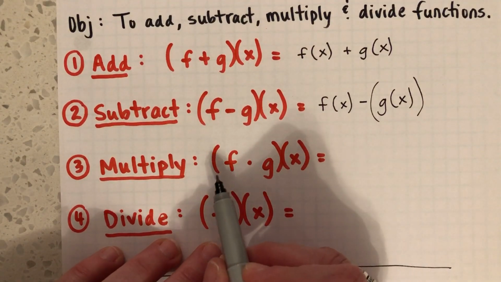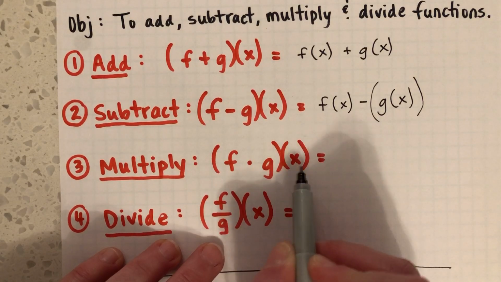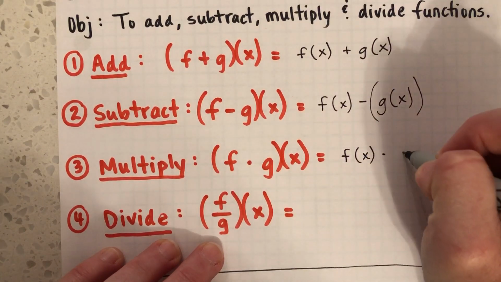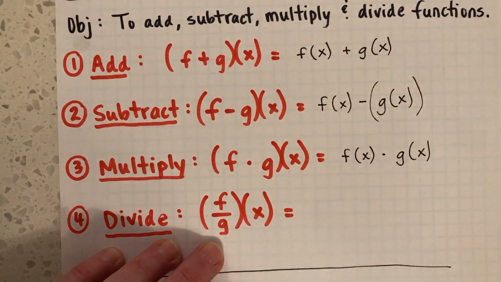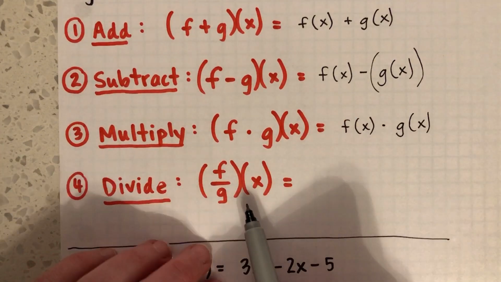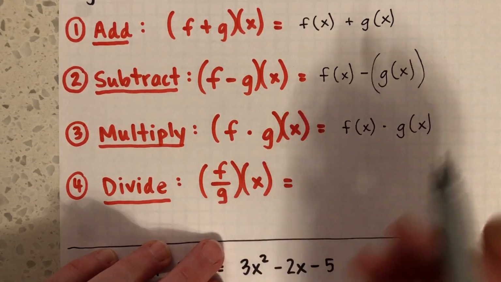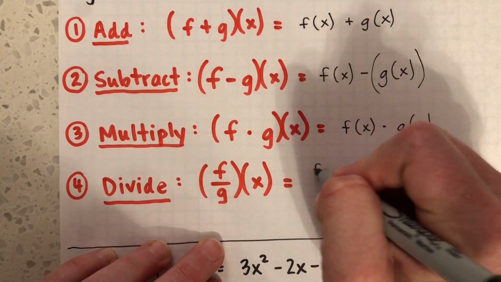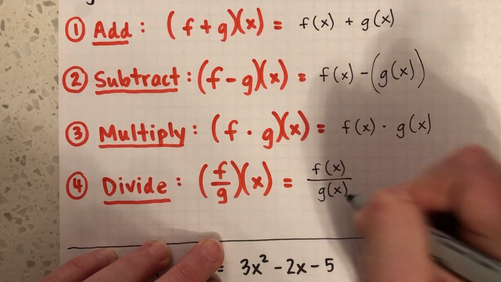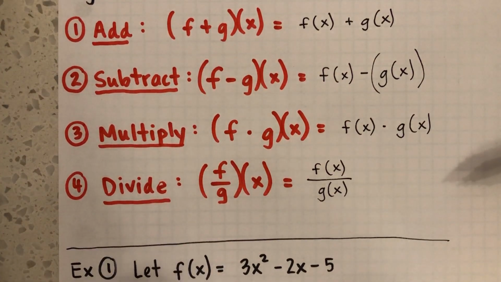All right, if they ask you to find f times, that's how we show multiplication with a closed dot, f times g of x, that means they want you to take the f of x function and multiply it with the g of x function. And that's probably going to feel like you're foiling or distributing, okay? And then if they want you to divide the two functions, they're going to ask you to find f divided by g of x. That literally means to take the f of x function and divide it by the g of x function. Then you'll look at the fraction you have created and see if you can reduce it, all right?